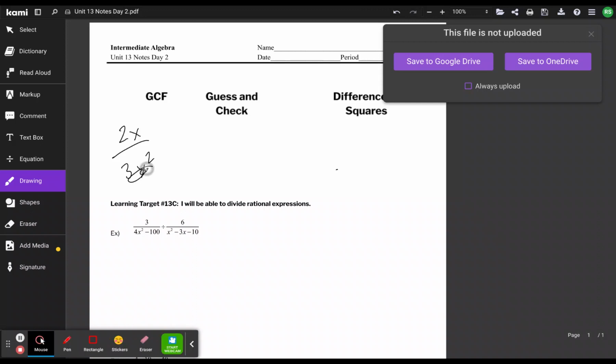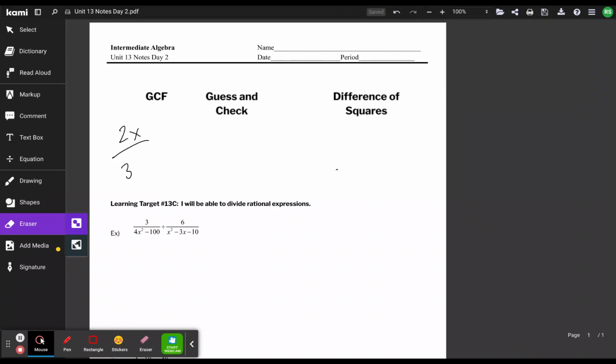If we were to take away the x squared in the denominator and it was just 2x over 3, that would not be rational. That would be what we would consider a line. It's linear, if you remember that from first semester. But to be a rational expression, you have to have a variable in the denominator.